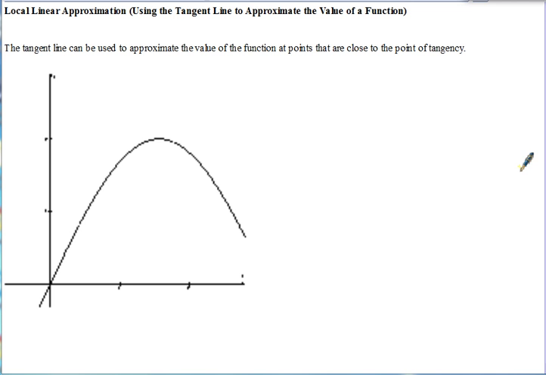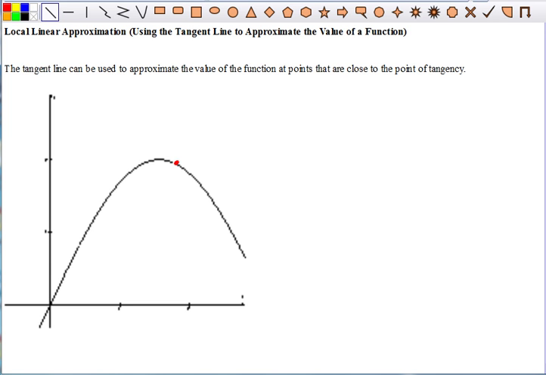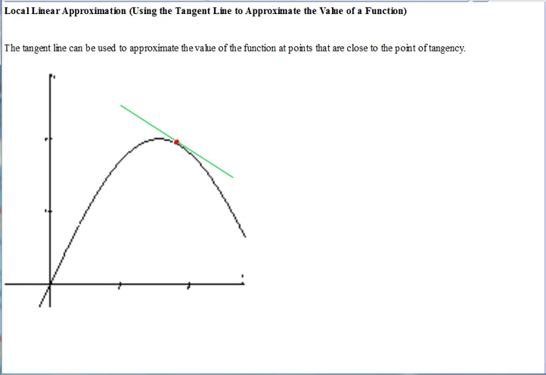So let's say this is our function graphed right here. Then let's say we've got a point of tangency right there, and a tangent line like that. Let's try that again here. There we go. Okay, so that's our tangent line.